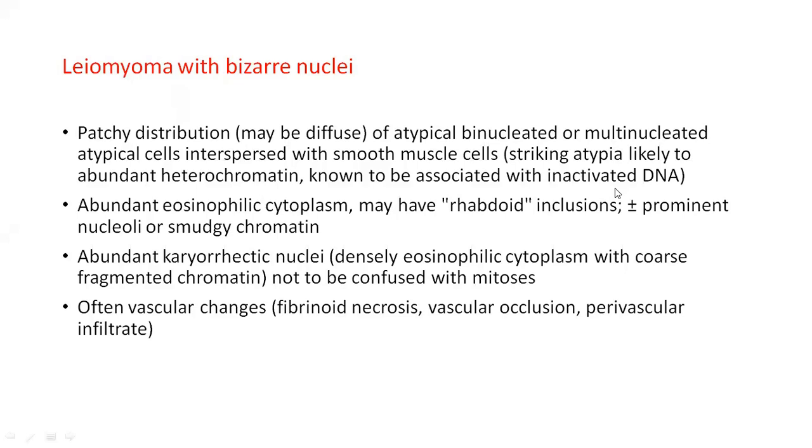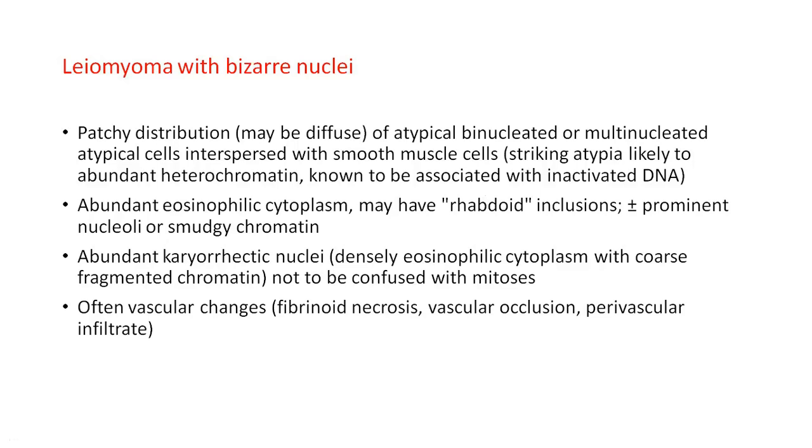Because there is an inactivation of our DNA in them. Sometimes they possess abundant eosinophilic cytoplasm, and when they have a high amount of pinkish cytoplasm, they can have a rhabdoid morphology as well. Another feature is that sometimes there might be abundant karyorrhectic nuclei, so be careful to differentiate them from mitosis.